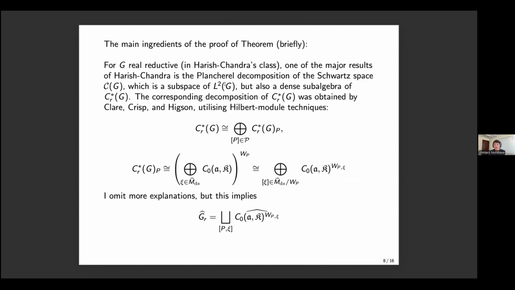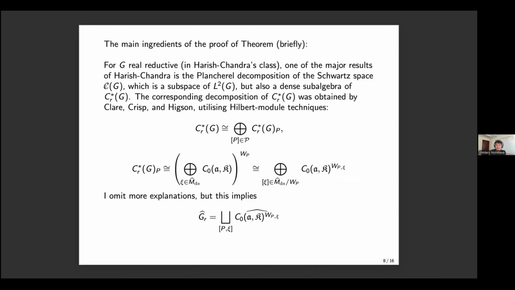So I want to tell you some main ingredients of the proof. It's a 2-step, and one is, I think, something many people know. So for G real reductive in Harish-Chandra's class, which is a slightly bigger class of real reductive groups than the one I was talking about. This contains disconnected groups, also a covering of some SL2R, which is nonlinear and so on. This is the class that Harish-Chandra studied, and one of his major results is a Plancherel decomposition of this Schwartz space.